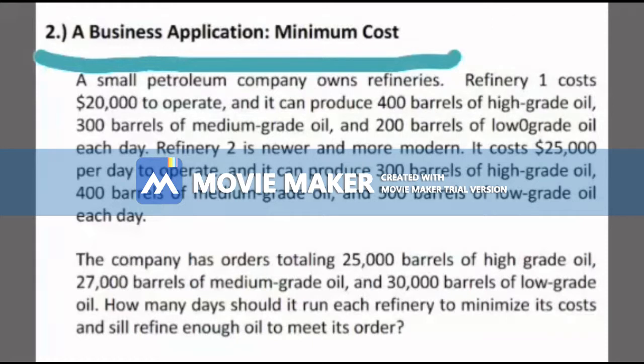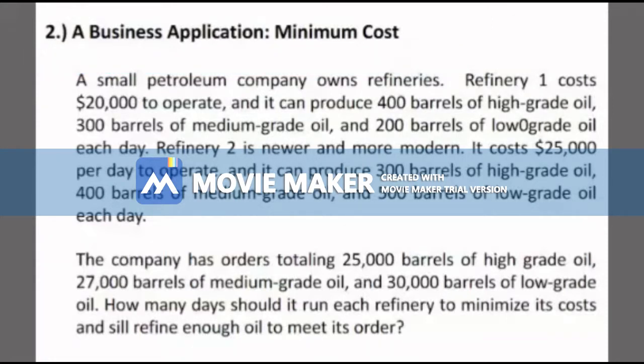The second problem is about minimum cost in a business application. So first, I will read the problem. A small petroleum company owns 2 refineries. Refinery 1 costs $20,000 per day to operate, and it can produce 400 barrels of high-grade oil, 300 barrels of medium-grade oil, and 200 barrels of low-grade oil each day.